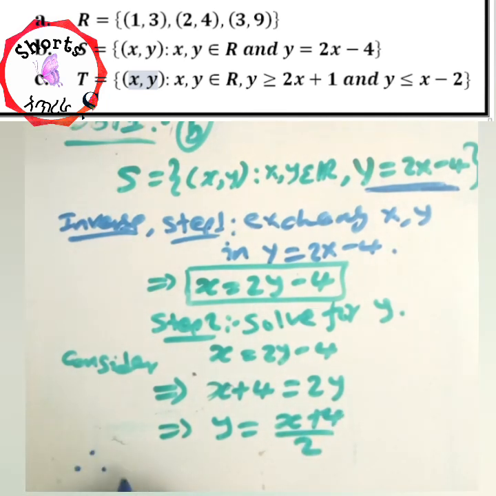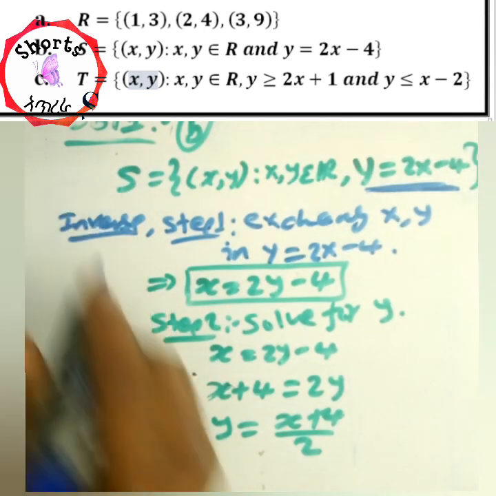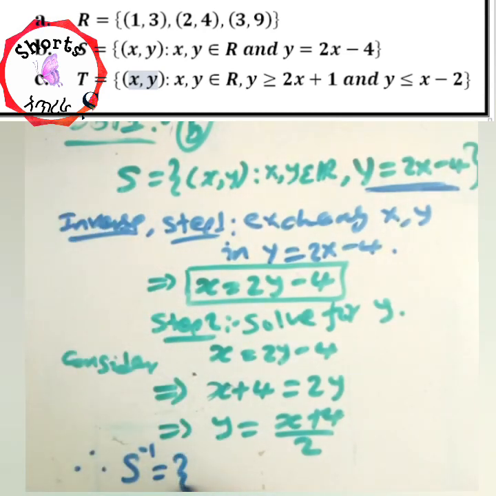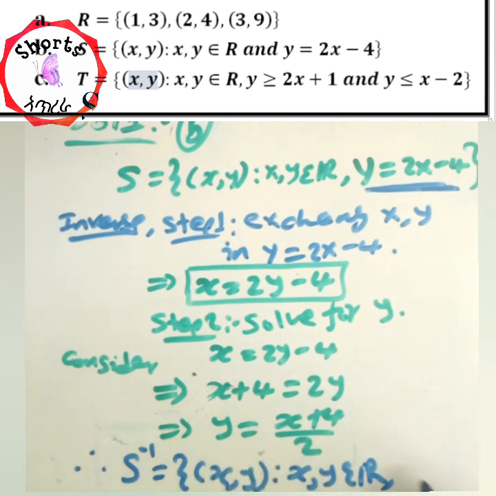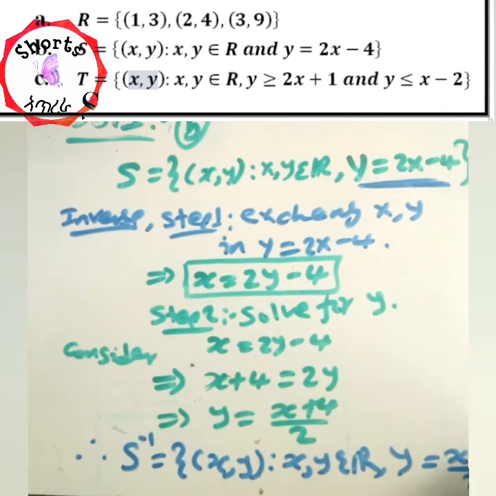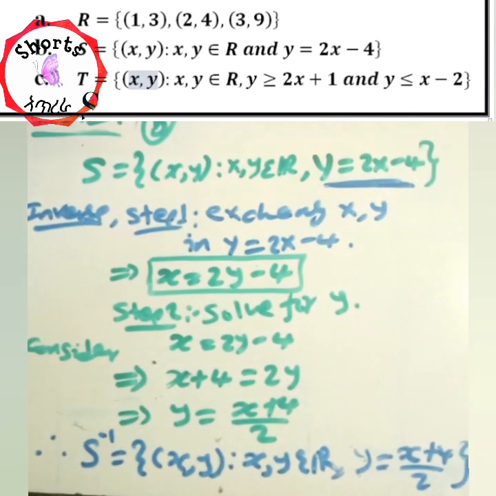Therefore, S inverse, the inverse of this relation, is given as the set of (x, y) such that x and y are elements of real numbers and y and x are related with the equation y is equal to (x plus 4) over 2. This is the inverse of S.